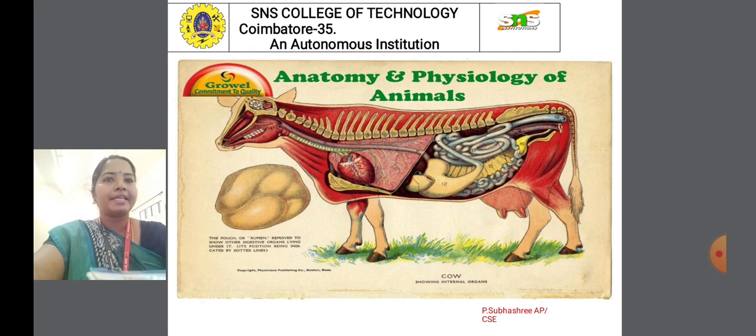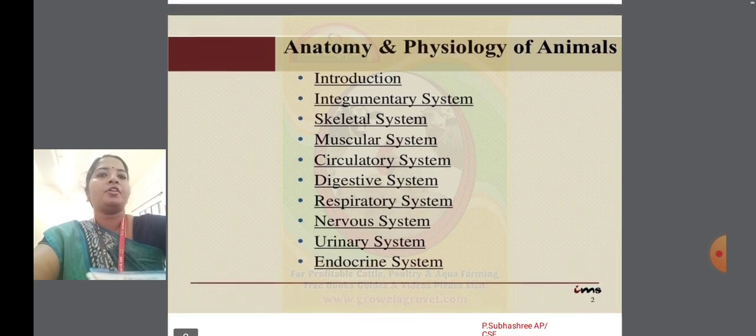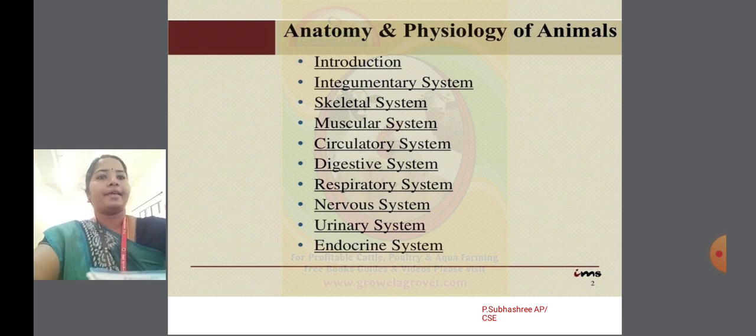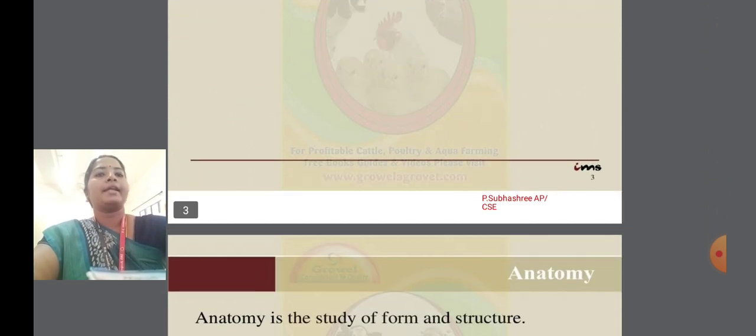We are going to see about anatomy and physiology of animals. Anatomy and physiology of animals comprises the integumentary system, skeletal system, muscular system, circulatory system, digestive, respiratory, nervous, urinary, and endocrine systems. So, we have to analyze all those things.